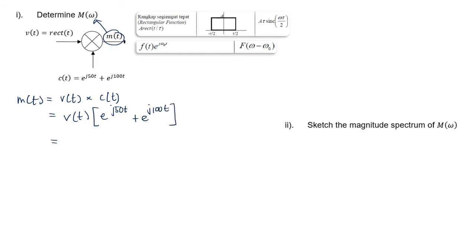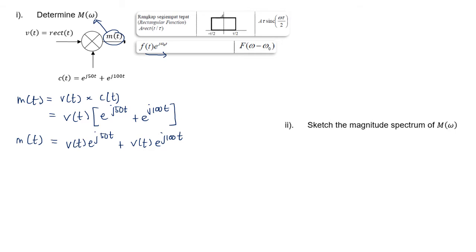So this one is equal to V(t) e^{j50t} plus V(t) e^{j100t}. So this is your m(t). If you compare to the table, when you have a function multiplied with an exponential function, the Fourier transform of the signal is equal to F(omega minus omega naught).